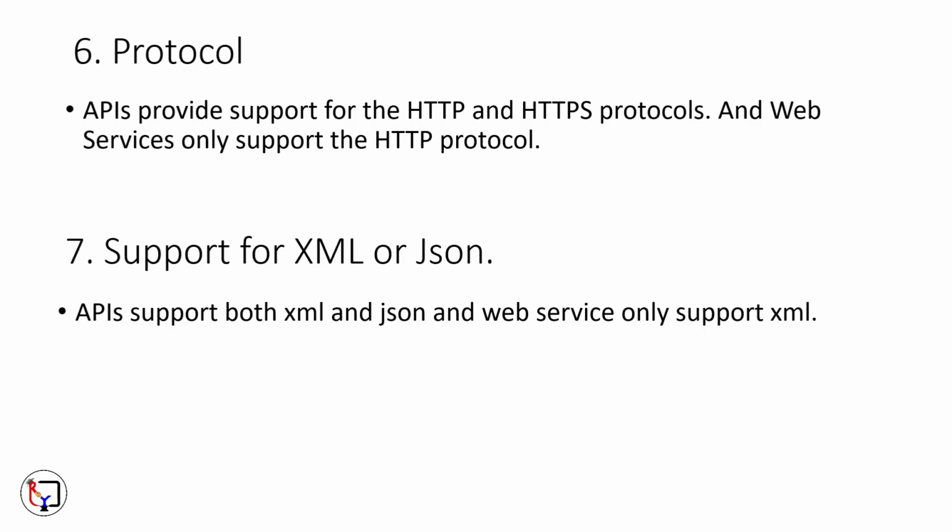What are the HTTP and HTTPS protocols? Hypertext Transfer Protocol and Hypertext Transfer Protocol Secure. Secure means security through encrypted data. Requests and responses are secure. A hacker cannot access or break the connection between the requester, or we can say the client, and the server. Now, support for XML or JSON: APIs support both XML and JSON, and web services only support XML.